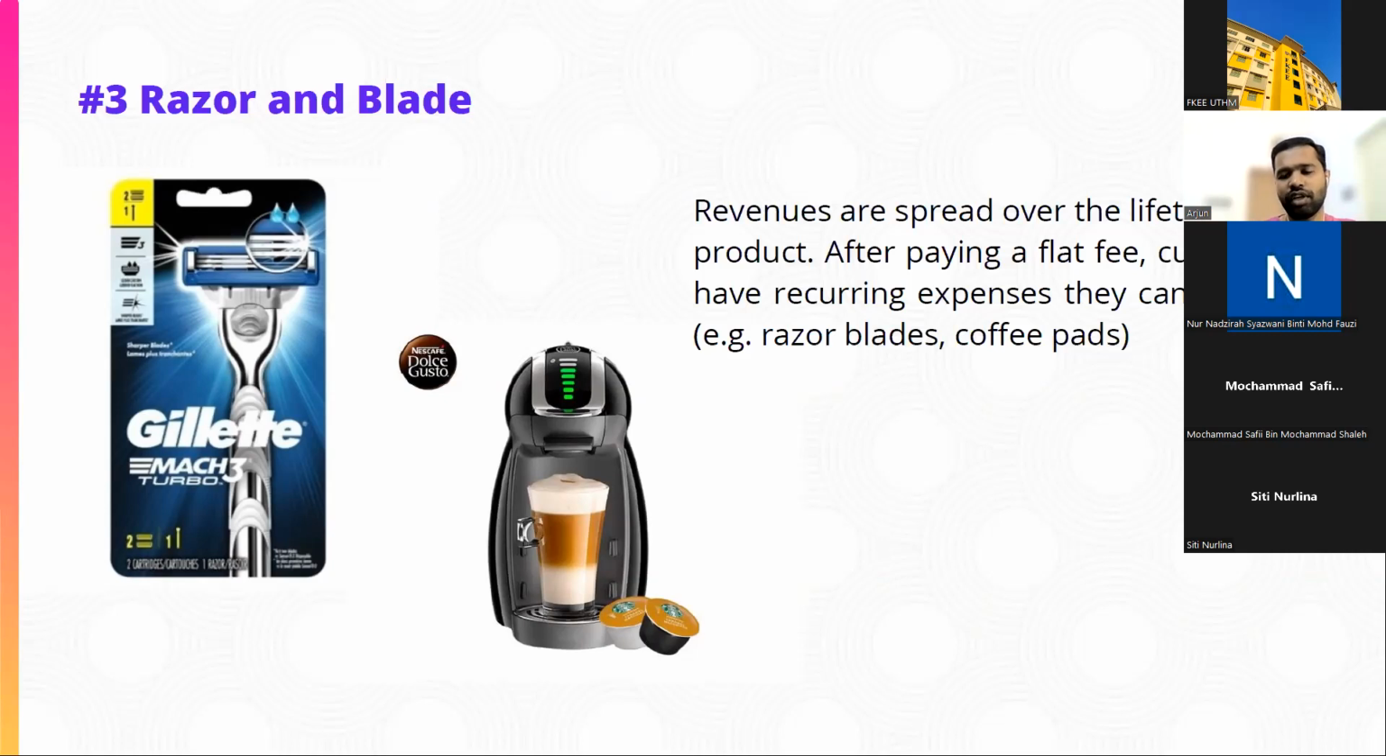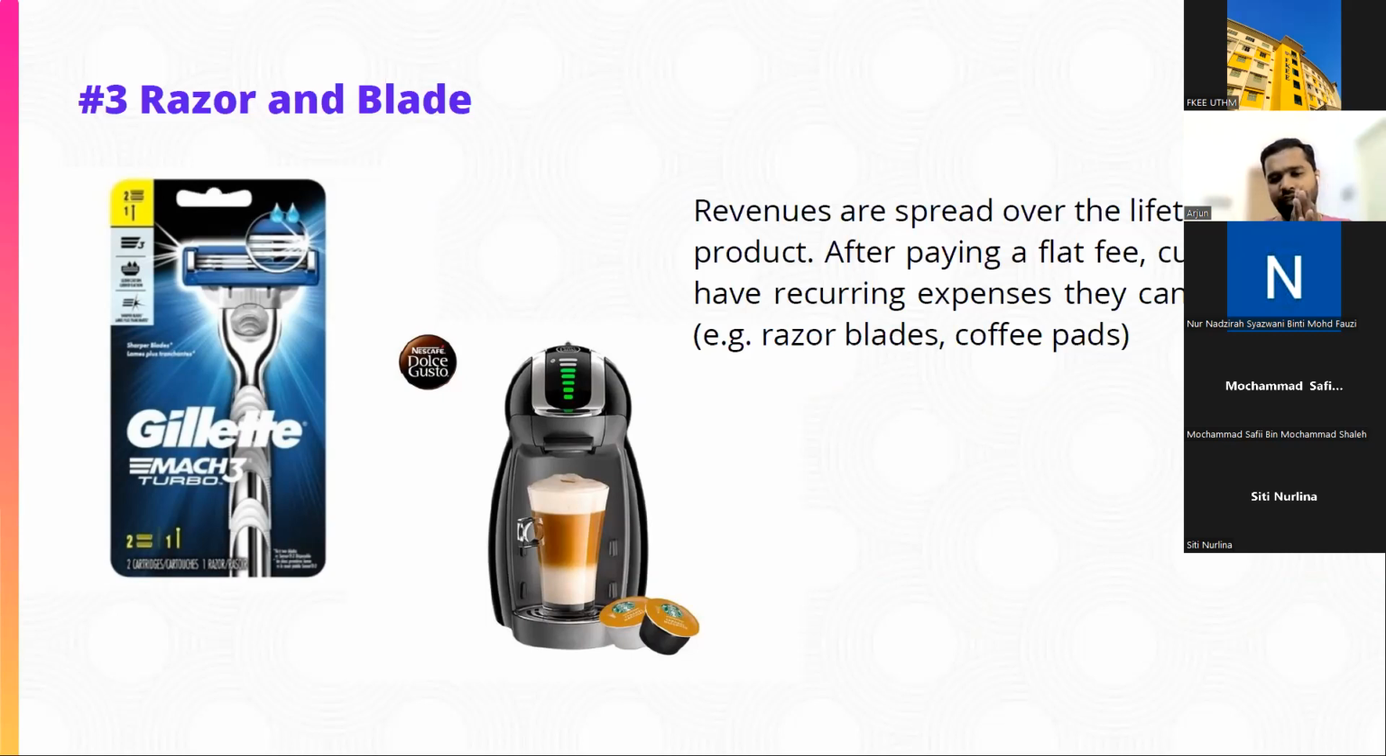So what the company will do is sell this coffee machine and this razor at a very low cost. And then you will incur all these recurring expenses. Every time you buy a blade, you pay money to the company. Every time you buy a coffee capsule, you pay money to the company. This is how the company gets recurring revenue.